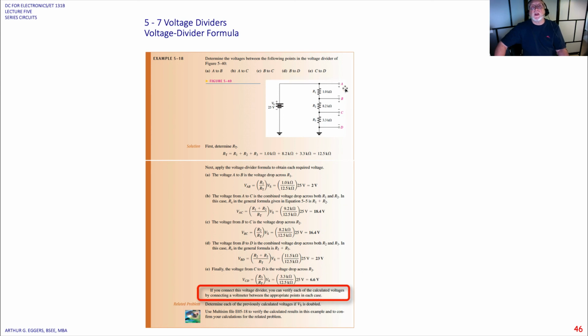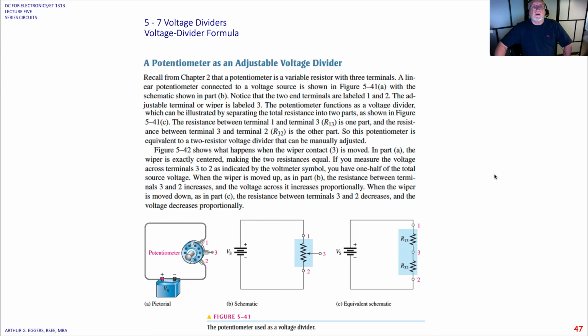So hopefully in your lab, you'll be doing something like this. If not, hey, pull out some resistors, set up your proto board, and try it for yourself. Set your power supply to 25 volts and verify that something like this does in fact work. When we come back, we'll take a look at the voltage divider formula and the application of something called a potentiometer as an adjustable voltage divider.